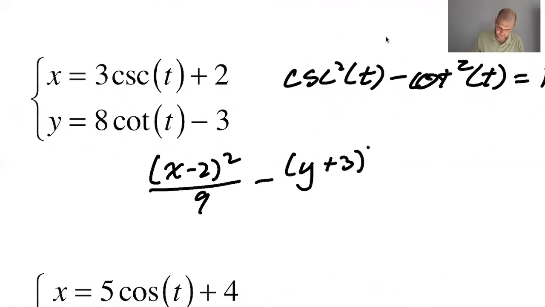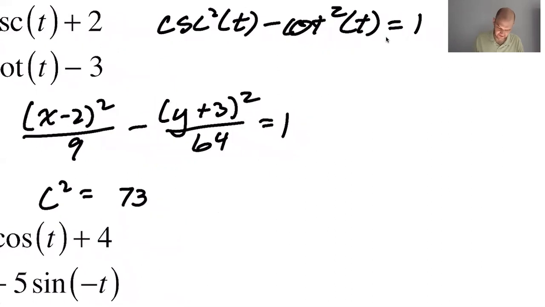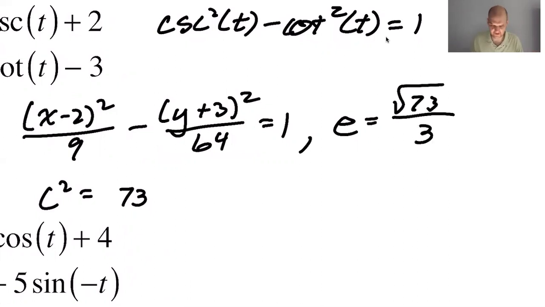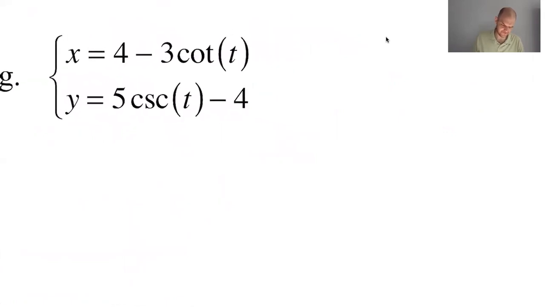Y plus 3 squared over 64. This is just us doing problems together, you know. Same thing, c squared is a squared plus b squared, so c is radical 73. Oh, no. It's 73, not radical 73. c is radical 73. So then our eccentricity is radical 73 divided by 3, because a always comes first for these. So got to know that stuff. These have no application, so they're kind of boring.